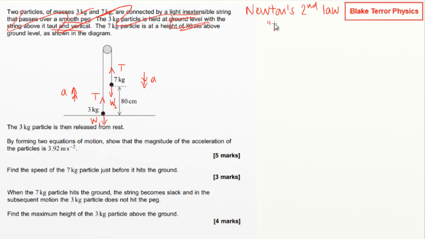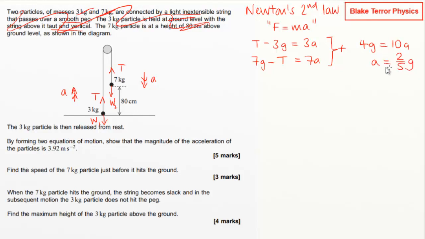which in this case, because the masses aren't changing, means F equals ma. So for the 3 kilogram mass, we're going to have T minus the weight, which is 3g, equal to 3a. For the 7 kilogram mass, we're going to have 7g minus T equal to 7a. We want to add these together to get a single equation, because that's going to eliminate T for us. So we have 4g equals 10a. So the acceleration is 2/5 of g.